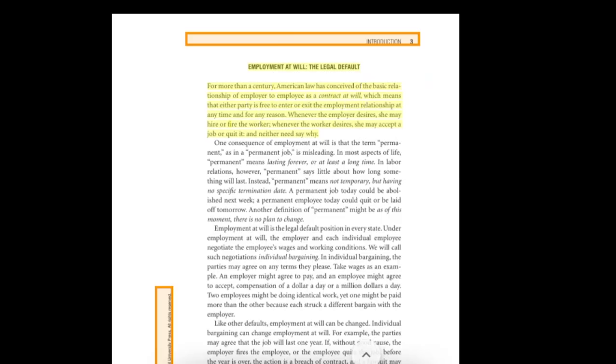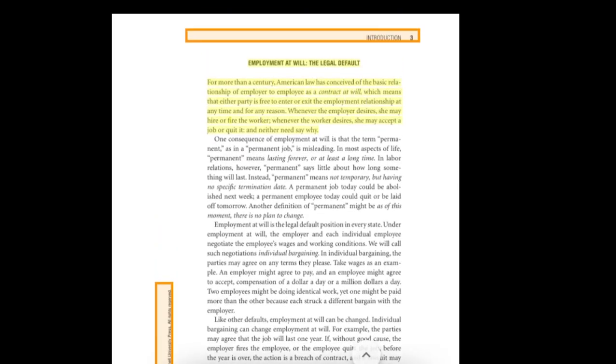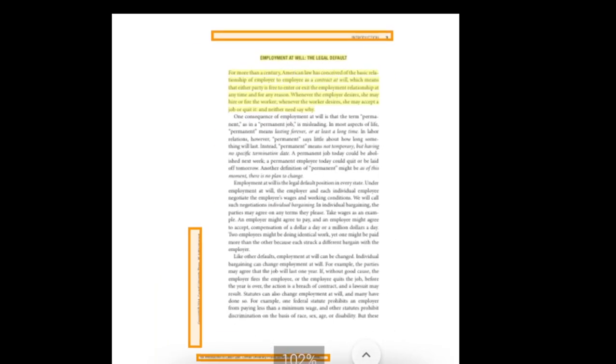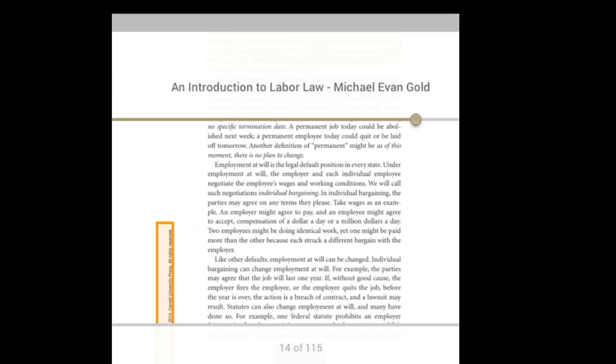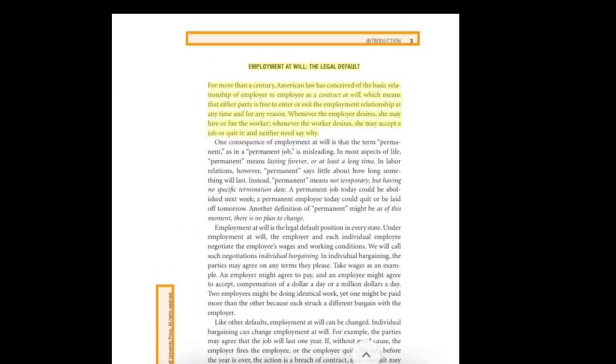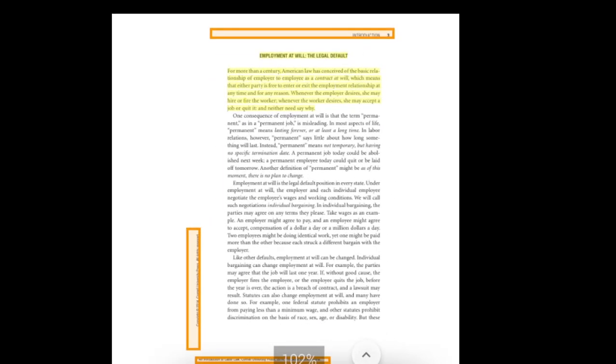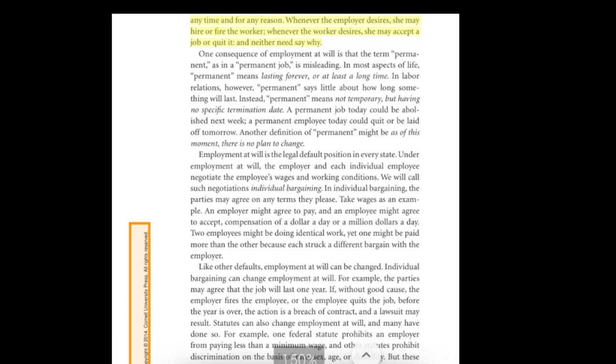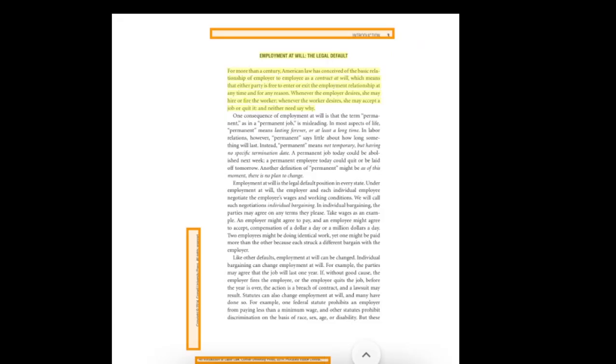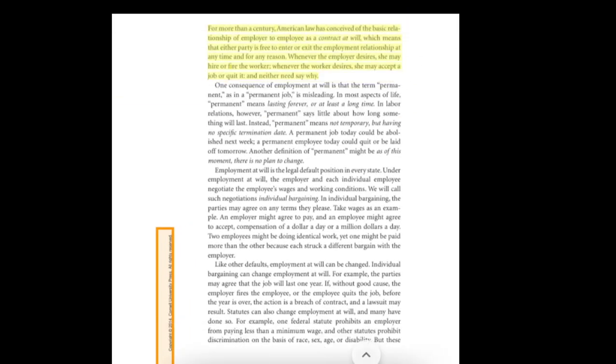Employment at will, the legal default. For more than a century, American law has conceived of the basic relationship of employer to employee as a contract at will, which means that either party is free to enter or exit the employment relationship at any time and for any reason. Whenever the employer desires, she may hire or fire the worker. Whenever the worker desires, she may accept a job or quit it, and neither need say why.